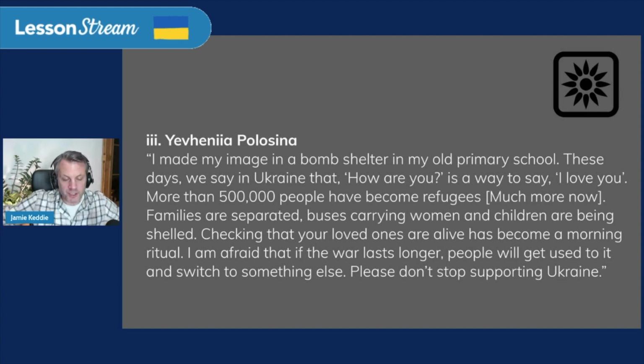So I made my image in a bomb shelter in my own old primary school. Imagine that. These days we say in Ukraine that "how are you" is a way to say "I love you." More than 500,000 people have become refugees. Right now, I think that's maybe 2.5 million. Am I right? Families are separated.